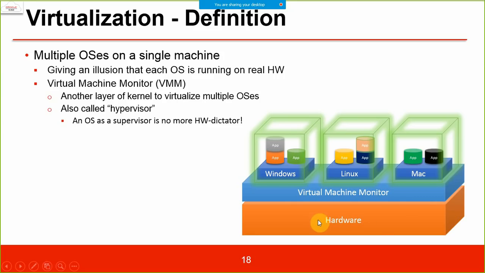So for example, at the bottom we have hardware, we have a virtual machine manager, and then we are running three different operating systems: Mac, Linux, and Windows. We are running three different operating systems on one hardware. That is the definition of virtualization.